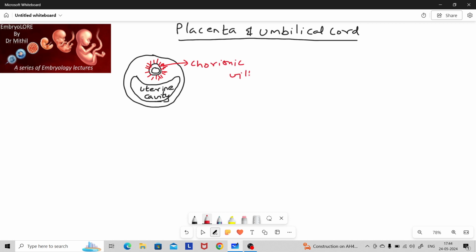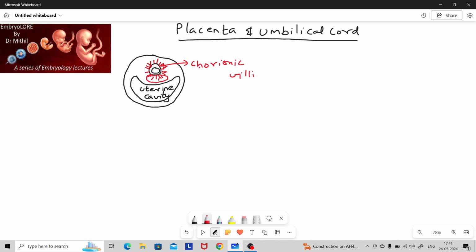So now what happens is that the chorionic villi, which are developed from all the sides, some part of the chorionic villi will get degenerated. So we have to understand at which area it gets degenerated. So this is the region which gets degenerated.